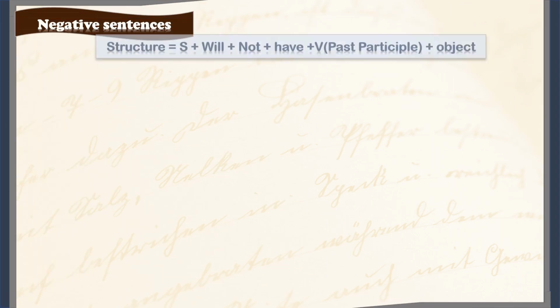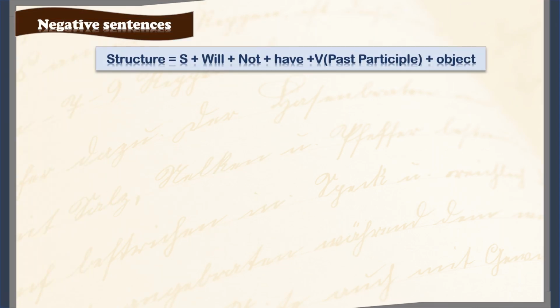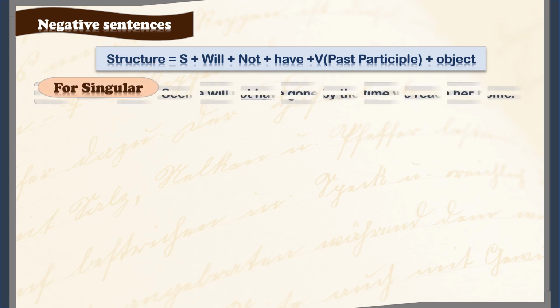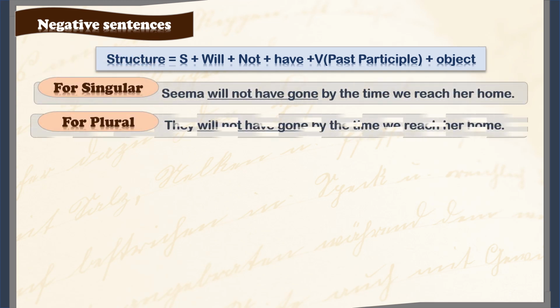Structure for negative sentences is subject plus will plus not plus have plus verb in the past participle plus object. Example for singular, Seema will not have gone by the time we reach her home. Example for plural, they will not have gone by the time we reach her home.